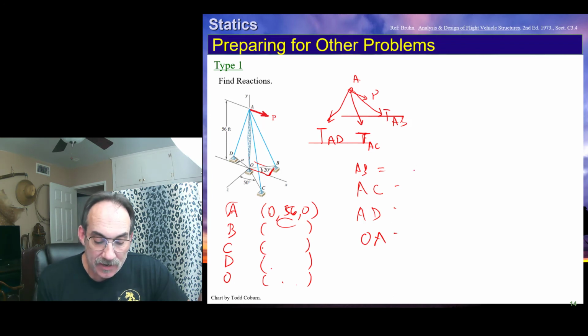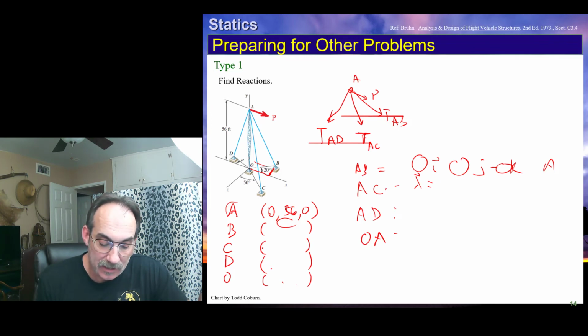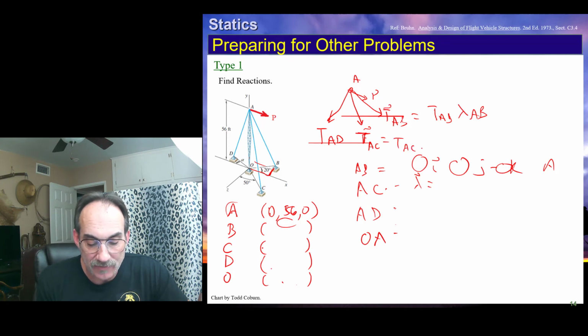This would give us the vectors I, J, and K. We then calculate the length, and we can calculate the unit vector by taking the IJK divided by the total length. We get the unit vector of each of those. The tension in this first cable, TAB, is just the magnitude of TAB times the unit vector from A to B. The magnitude of this vector is just the magnitude of AC, oops, that's not a vector, times the lambda AC, and so on.